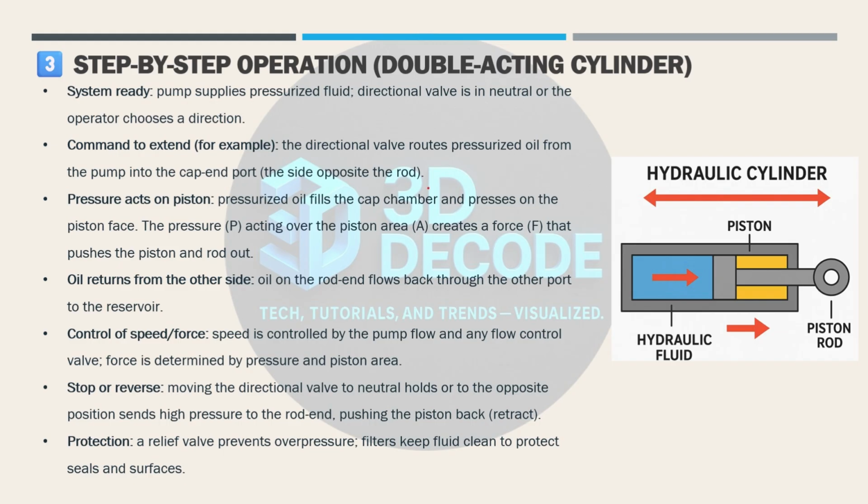5. Control of speed and force. Speed is controlled by the pump flow and any flow control valve. Force is determined by pressure and piston area. 6. Stop or reverse. Moving the directional valve to neutral holds, or to the opposite position sends high pressure to the rod end, pushing the piston back, retract. 7. Protection. A relief valve prevents overpressure. Filters keep fluid clean to protect seals and surfaces.